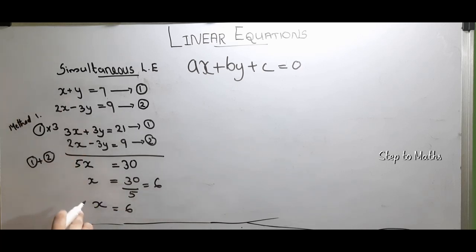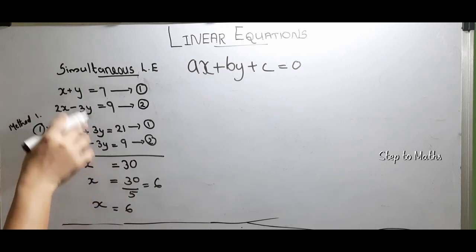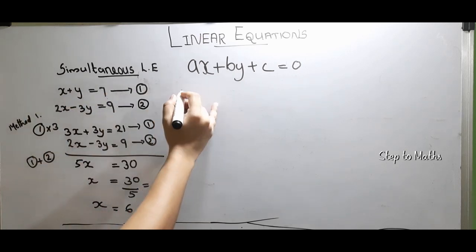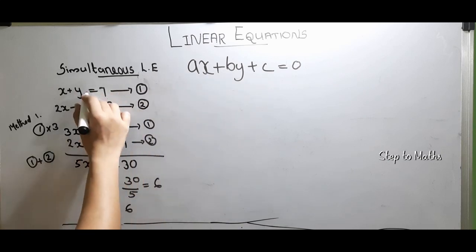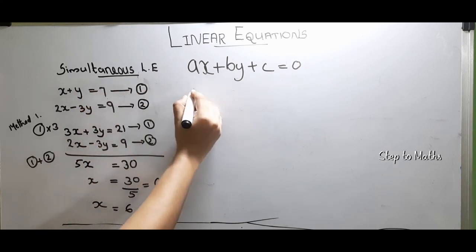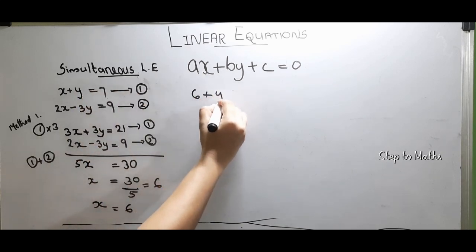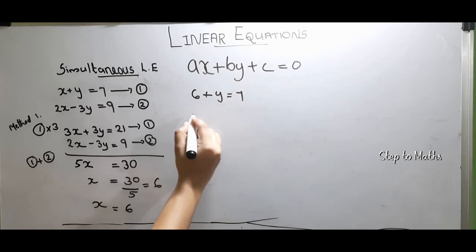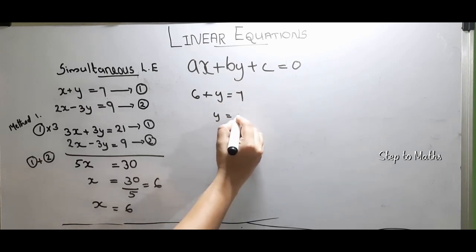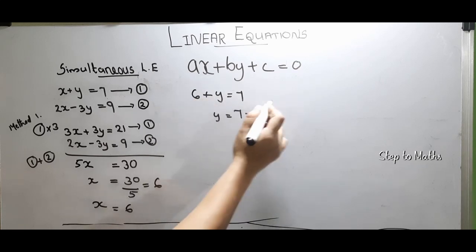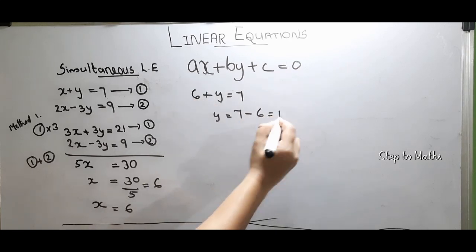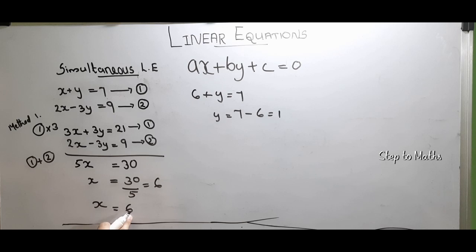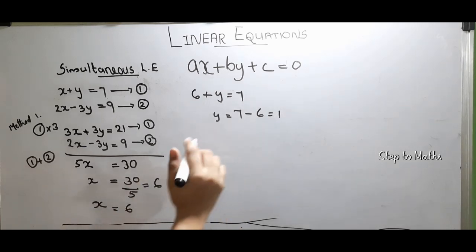We have to substitute the value of x in any of the equations. We substitute in equation 1. Equation 1, x + y = 7, becomes 6 + y = 7. That implies y = 7 - 6 = 1. That is, x = 6 and y = 1.